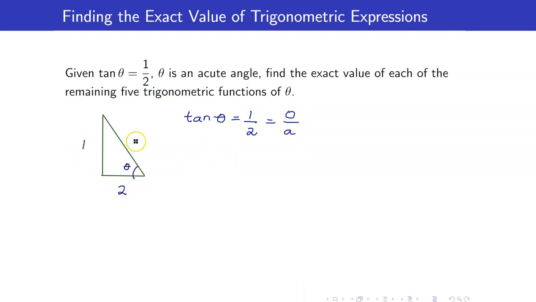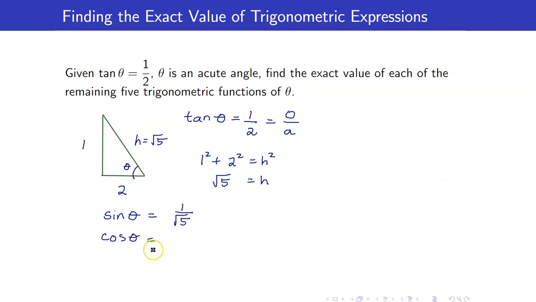To get the third side, we will use the Pythagorean theorem. Let's call that h for hypotenuse. 1 squared plus 2 squared equals h squared. So h is square root of 5. And therefore we have sine theta, cosine theta. Sine is opposite over hypotenuse. I'll just leave my answer in that form. I will no longer rationalize it. Cosine theta is adjacent over hypotenuse, 2 over square root of 5.